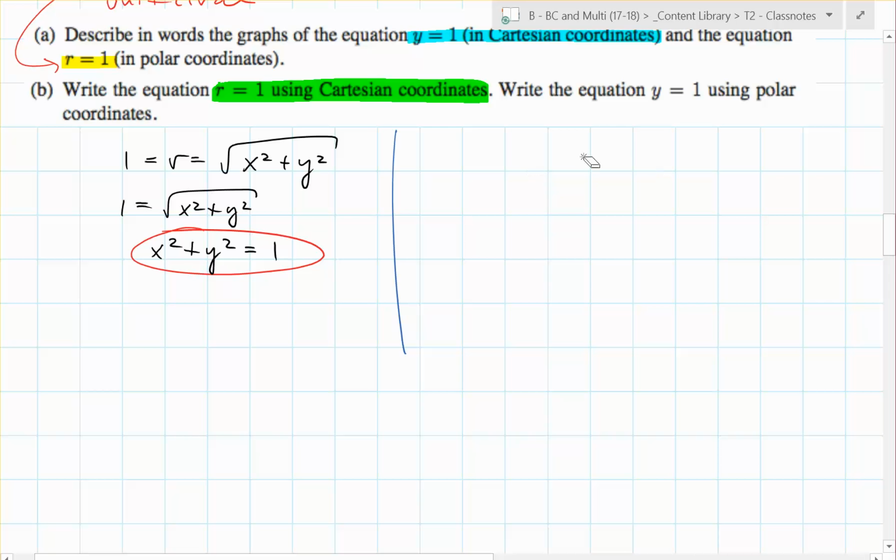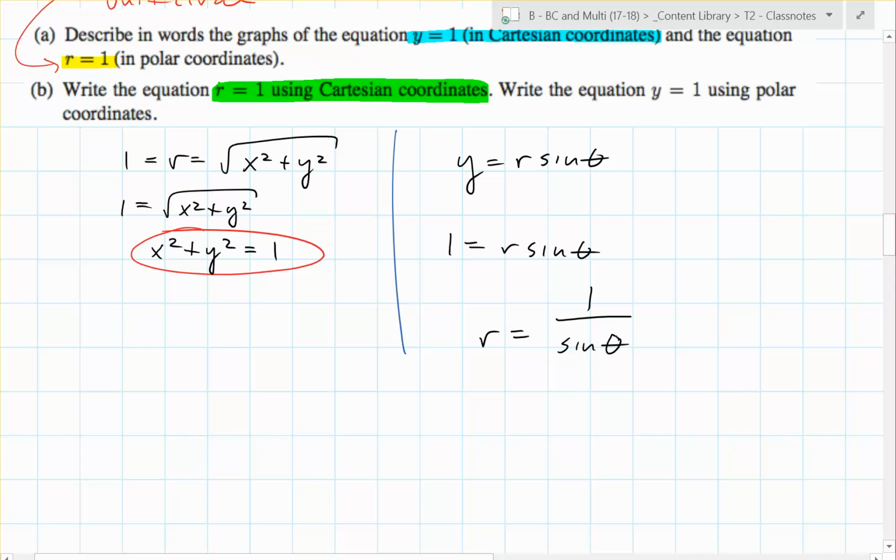So here's the thing. What are the relationships you know? If you ever get lost in polar land, what relationships do you know? Y is r sine theta, right? And what do we want y to always be? 1. Exactly. 1 equals r sine theta, right? So what does r equal? 1 over sine theta. Done.